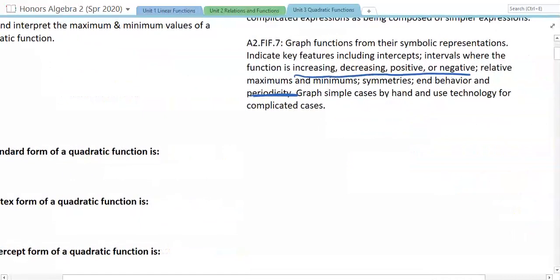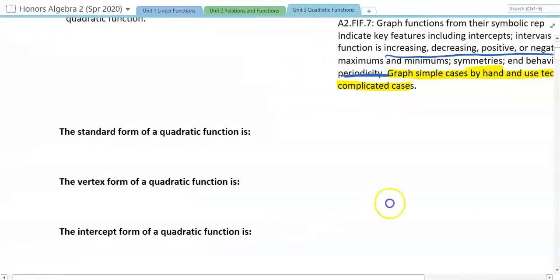And I want you to note one thing in the standard real quick before we move on. Look at what the standard says here. It says that we'll graph simple cases by hand and use technology for complicated cases. A lot of the problems that we do in here are simple cases, and we're going to look at a lot of those today by hand, not by using technology. Again, when we have large numbers, large values, that's when we use the technology, but simple cases should be able to be done by hand. That's what the standard says.